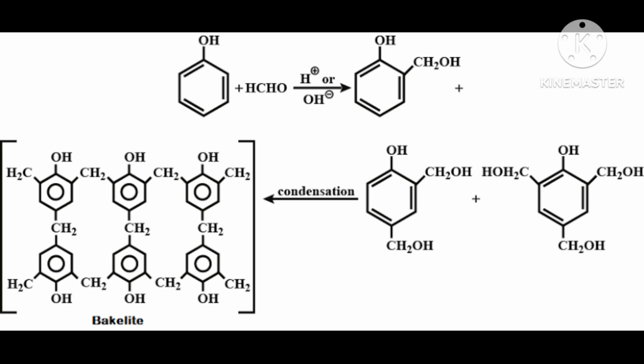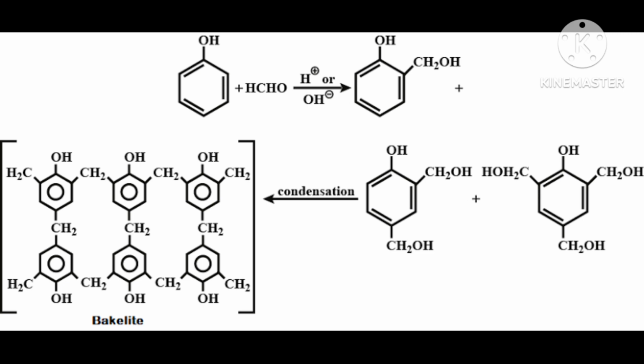Then this CH2OH can attach at ortho also, para also, and if aldehyde is more, then it can join at the sixth carbon, means the other side: ortho, meta, para. Para again, after the para again meta, then ortho will be the sixth carbon. There also it can join, correct?